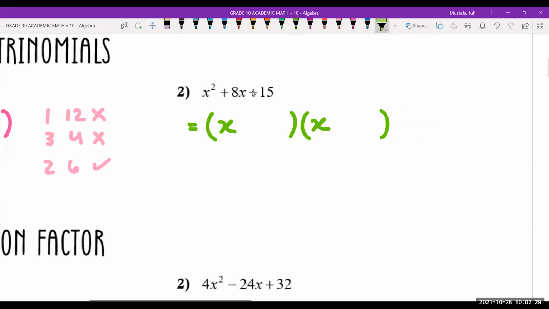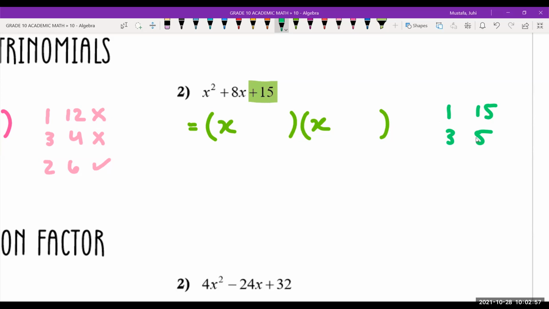Okay, now what I'm going to do is look at this last term over here, +15. And I'm going to ask myself, what are all of the factors of 15? What are all of the numbers that multiply to give me 15? Go ahead and just say them out. 1 times 15, yeah. 3 times 5, is there anything else? No, okay. So that's great. We're only dealing with these 2 pairs of numbers.